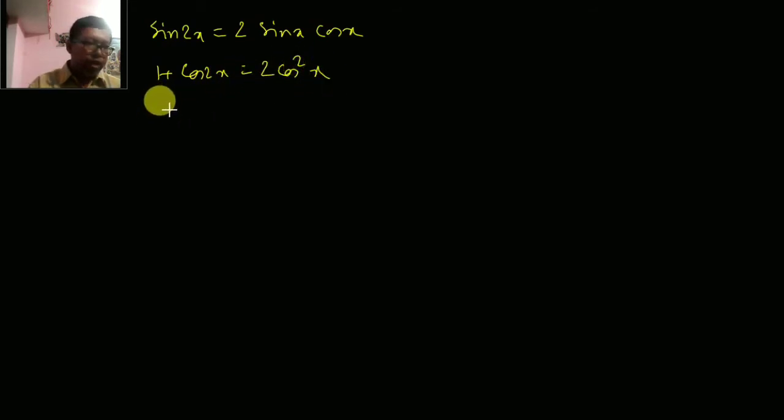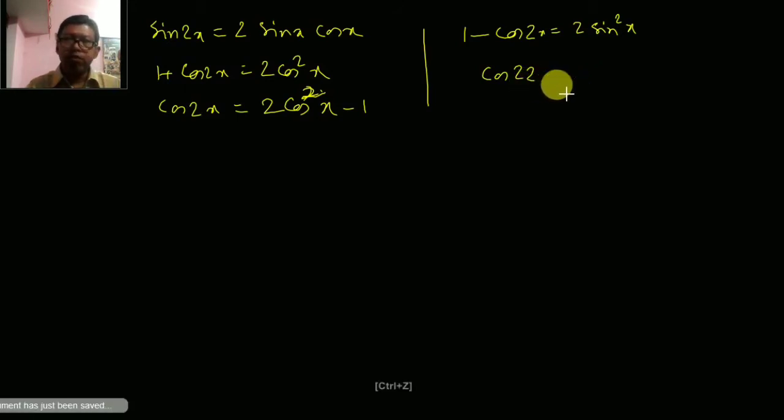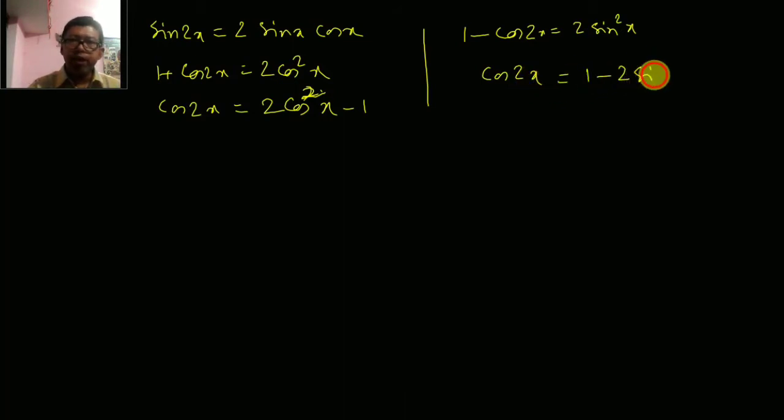Next, cos of twice x is equal to 2 cos square x minus 1. It may be utilized in the proper place. From this one, cos 2x is equal to 2 cos square x minus 1. And next is 1 minus cos 2x is equal to 2 sin square x. Or from this one you can write cos of twice x is equal to 1 minus 2 sin square x.